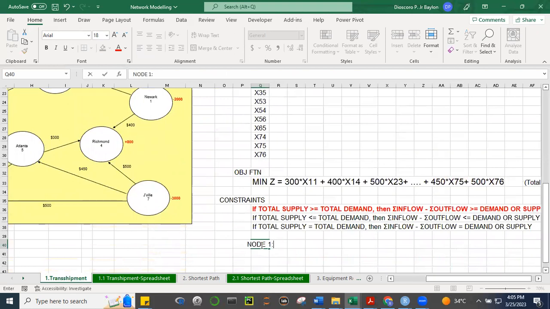Node 1. So the constraint for node 1 is: summation of inflows, so no inflow, minus X12. That's an outflow for node 1, minus X14, should be greater than or equal to... Now this is a supply node, right? So a supply node will always take on a negative number, kasi palabas siya, negative 5,000.